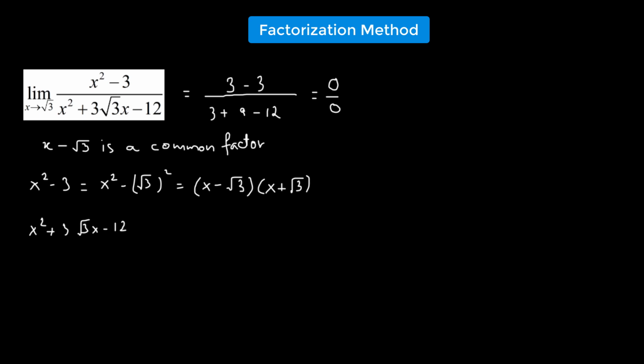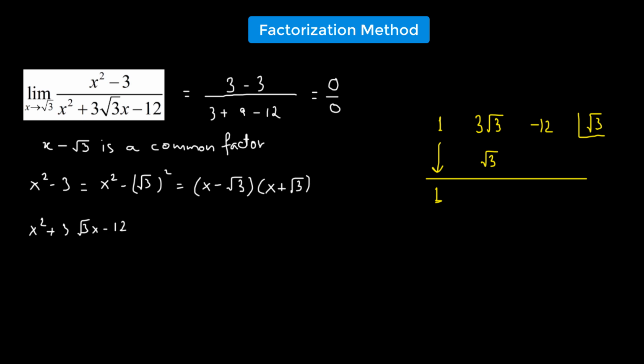So we are going to perform a synthetic division here. So we first write down the coefficients of the quadratic polynomial. So we have 1, 3 root 3 and negative 12, and we are going to divide it by square root of 3. So now we bring down the value 1. Now we are going to multiply 1 with root 3 and write the value here. So we have root 3 and we're going to add down the column.